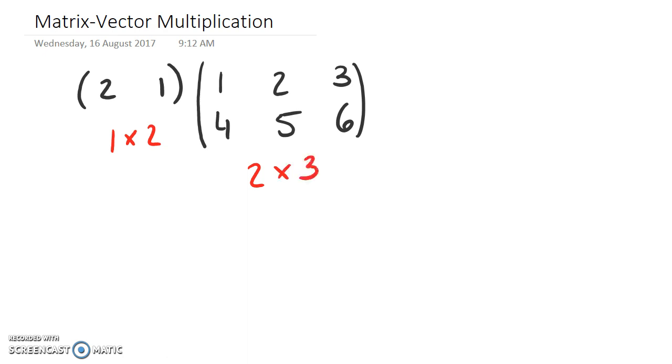Now, as long as these inner dimensions match, then we'll get an answer. And our answer here, we can sort of think of it like crossing out those inner dimensions, and we should get a 1 by 3 vector. All right.